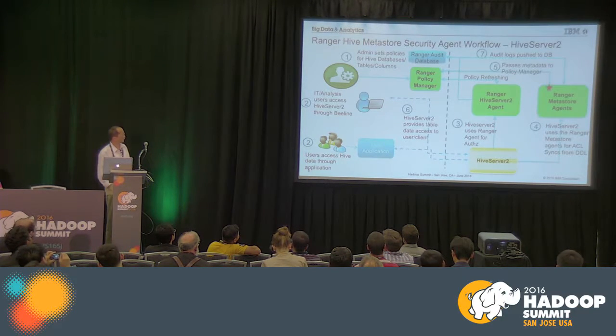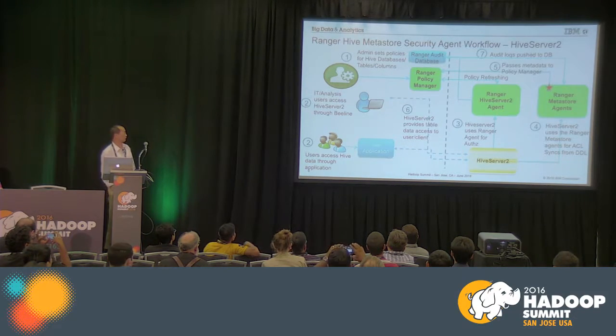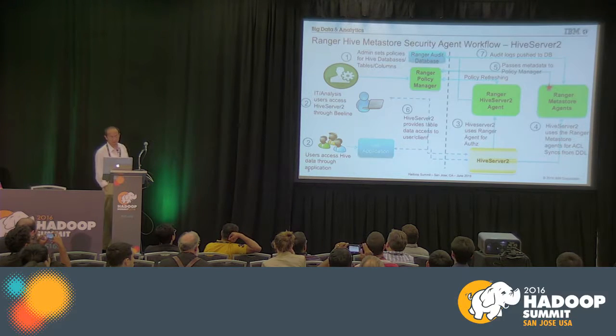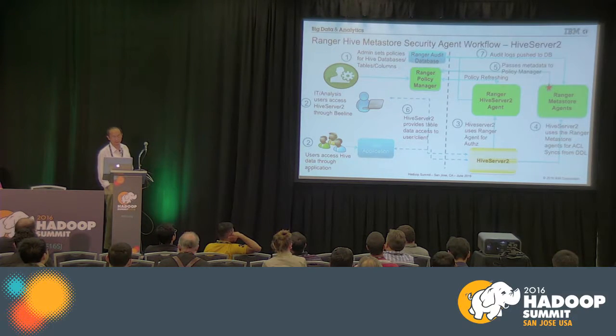So after that authorization is done, the next step will be for Hive Server 2 to invoke the Ranger Metastore agent, which is new. So the purpose of step 4 is to do the echo sync as a result of the DDL commands. Okay, once the Ranger Metastore agent gets the metadata information, it will extract the necessary information.